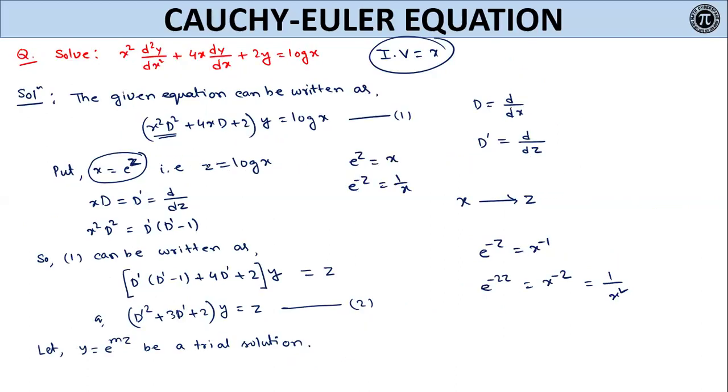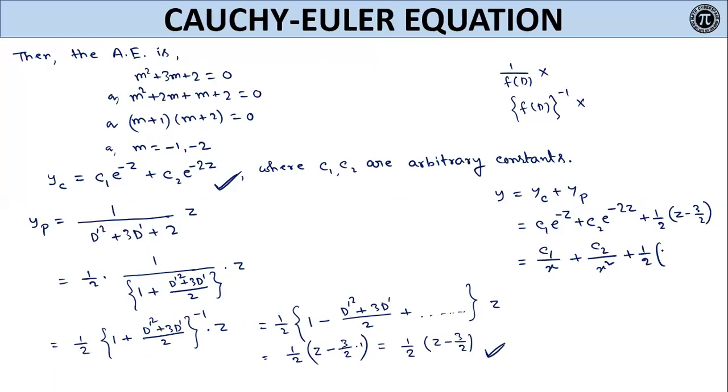Here z is equal to log of x. So log of x minus 3 by 2. This is your final solution. So y is equal to c1 x inverse plus c2 x to the power minus 2 plus half log x minus 3 by 2. This is the final solution. Okay, let's try another problem.